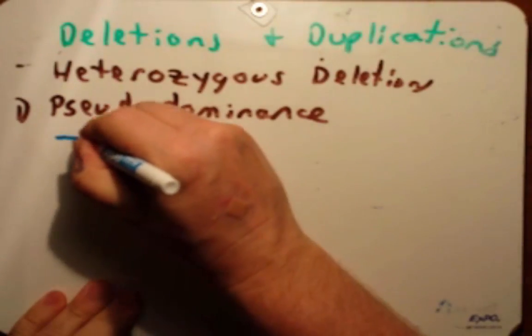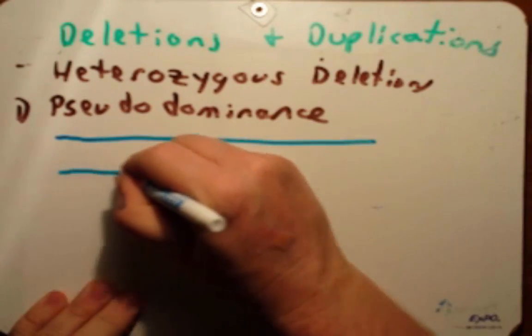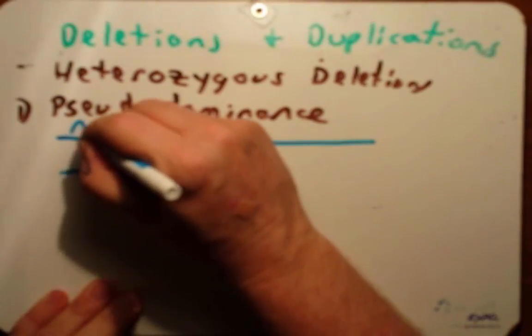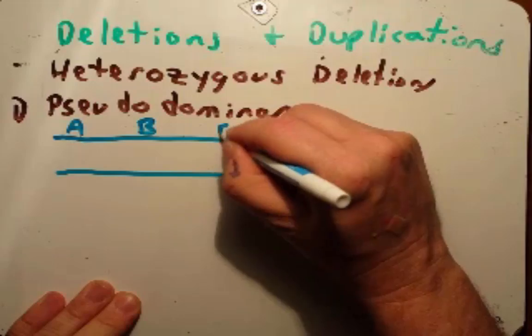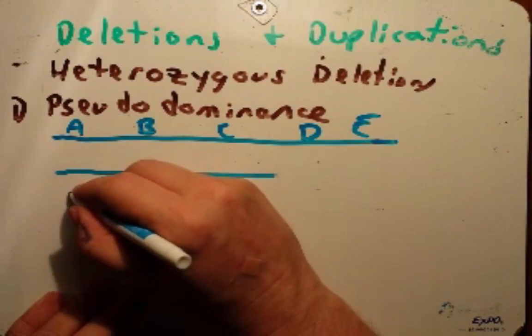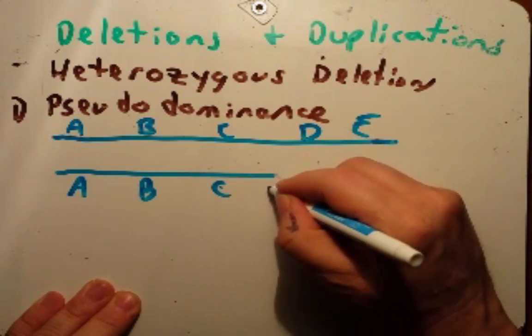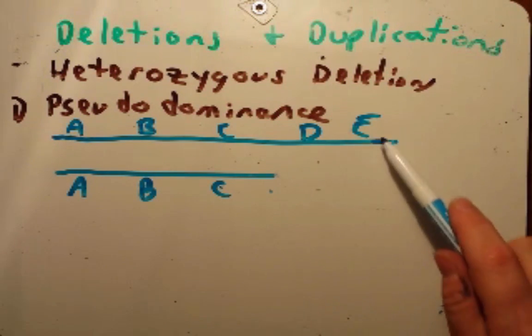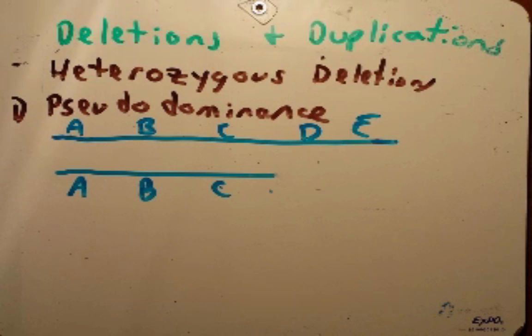And I'm going to draw our chromosomes again. And let's say we have A, B, C, D, and E. And down here we have A, B, C, and that's it. D and E have been deleted. In most cases, if D and E are still present on the other one, there will be no problem.